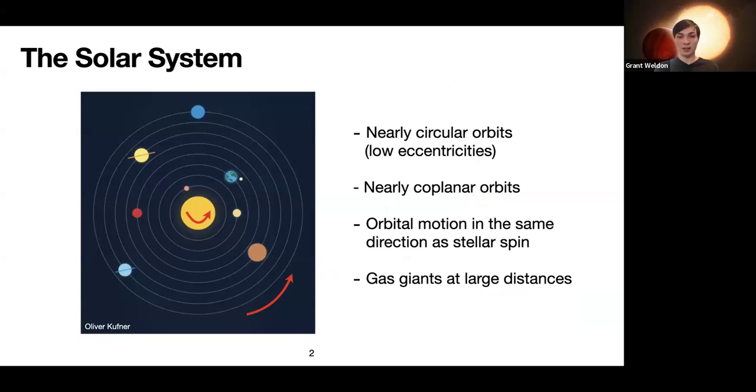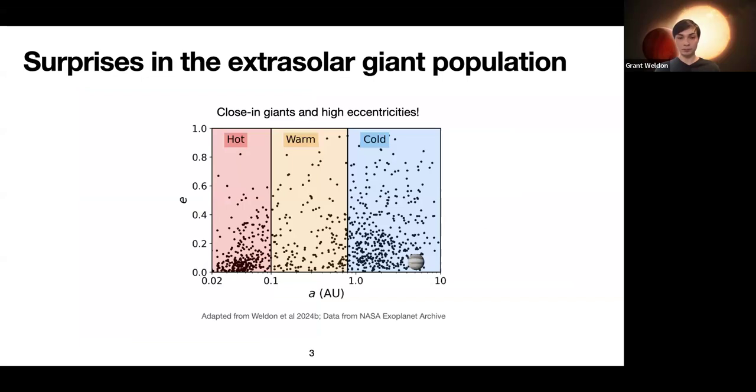exoplanets in context. So in the solar system, the planets orbit on nearly circular orbits, that is, they have low eccentricities. Furthermore, the orbits are all nearly coplanar, with orbital motion in the same direction as the stellar spin. And the gas giants in the solar system orbit at large distances outward of the inner rocky planets. And together, these features are explainable by the idea that the planets are born out of a spinning protoplanetary disk where there's sufficient material to build giant planets at large distances.